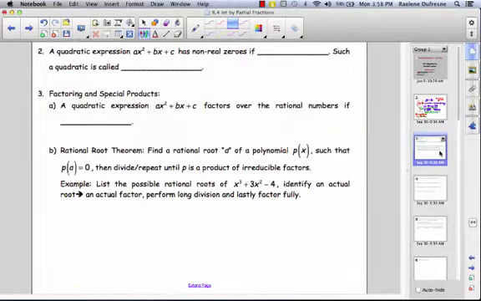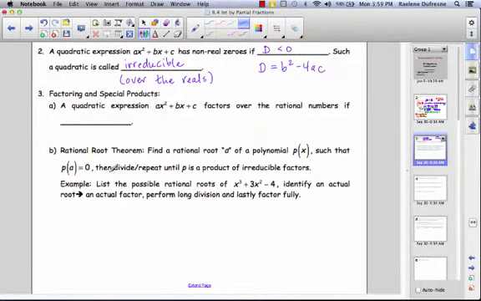Just as some more review for the algebra, a quadratic expression ax squared plus bx plus c has non-real zeros if the discriminant is less than 0. And the discriminant comes from the quadratic formula. It's underneath the square root sign. The discriminant is equal to b squared minus 4ac. Such a quadratic is called irreducible over the reals, or does not factor over the reals, meaning it has no real roots.